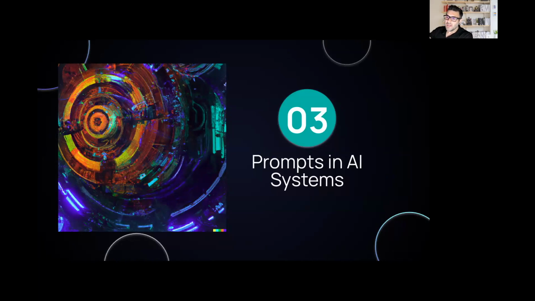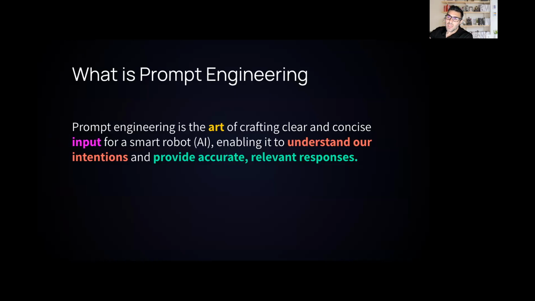Now that you have an idea of what artificial intelligence is and what ChatGPT is, now we can talk about prompts in AI systems. So what is a prompt? Imagine that you have a very smart robot in your house. Prompt engineering is the art of crafting clear and concise input for that robot that will enable it to understand what you want, to understand your intentions, and provide you accurate and relevant responses. So this is what prompt engineering is.